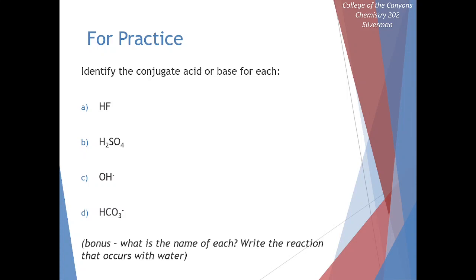We can get some practice here. What is the conjugate acid or base for each? Take a moment, see if we can get it. HF is an acid, hydrofluoric acid. If we remove 1 hydrogen and we lower the charge, we can form the conjugate base, fluoride. H2SO4 is an acid, sulfuric acid. If we remove 1 hydrogen and 1 positive charge, we can form hydrogen sulfate, which is the conjugate base.